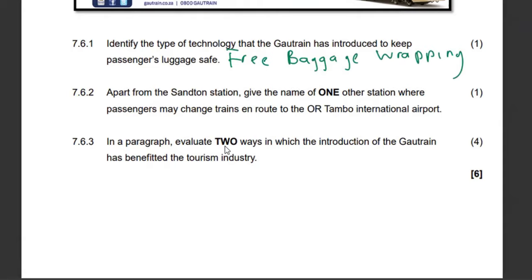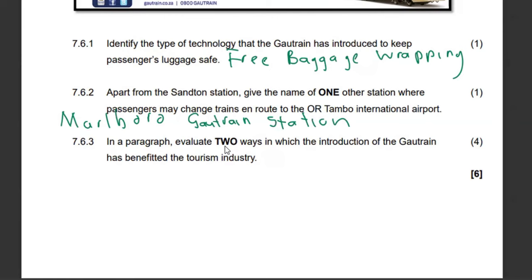Then, apart from the Sandton station, give the name of the other station where the passengers may change trains and routes to the OR Tambo Airport. So this can be done at the Marlborough Gautrain station.